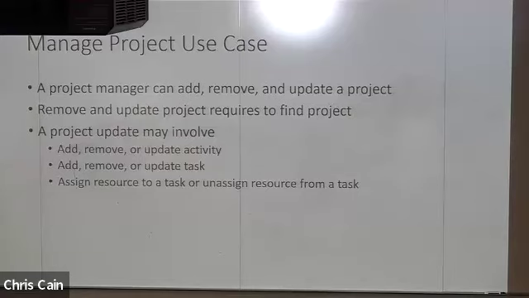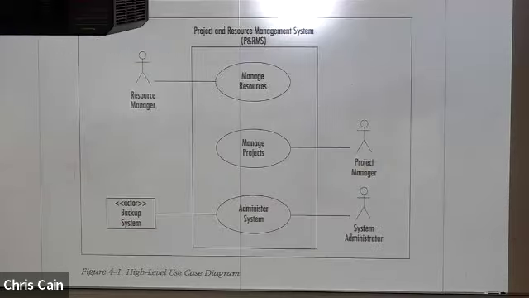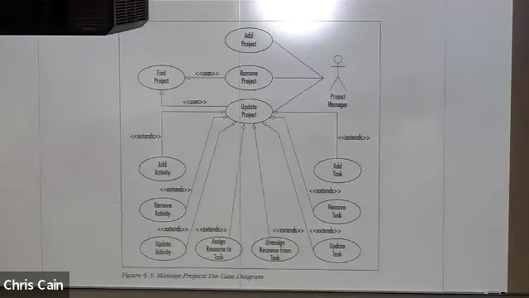So a project update can involve some subtasks: adding, removing, or updating an activity, adding, removing, or updating a task, or assigning some resource to a task or unassigning a resource from a task. So all of those are ways that this system could work. Again, this is just an example of a system, but it's zoomed in from the last one. We're talking about the project manager managing projects. So that subsystem would look something like this.